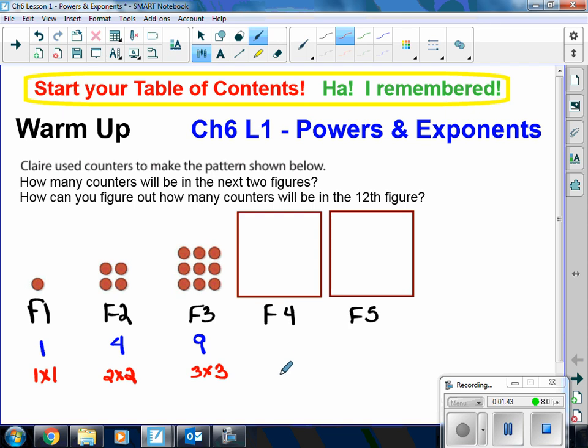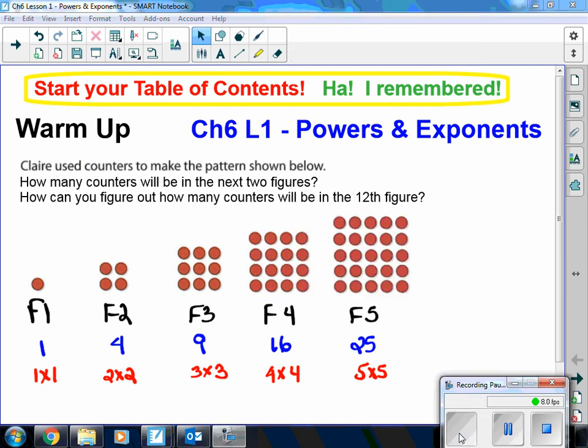So what do you think I'm going to multiply for figure 4? 4 times 4. And for figure 5? 5 times 5. So that tells me that in figure 4, how many are going to be there? 16 counters. And how many counters will I have in figure 5? 25. Is everybody clear with that?